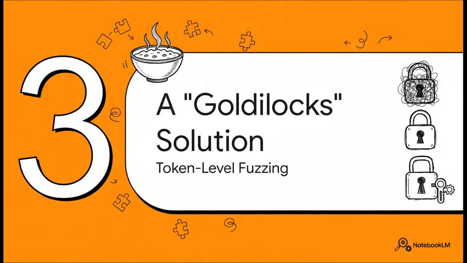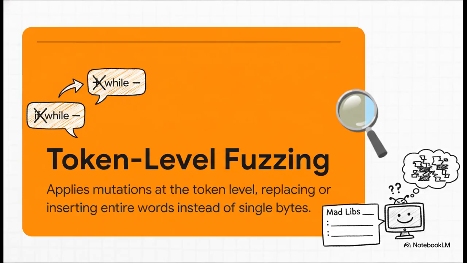So, if one method is way too random and the other is way too rigid, what we really need is a Goldilocks solution, right? Something that's just right. And that brings us to this new idea that finds that perfect sweet spot in the middle. It's called Token-Level Fuzzing. And the core idea is, honestly, it's beautifully simple. Instead of changing individual letters, it changes whole words, or as programmers call them, tokens. It'll swap the word if for while, or maybe a plus sign for a minus sign. The best analogy is that it's like playing Mad Libs with a computer program. The sentences it creates are often grammatically weird, sure, but they're built from valid words.